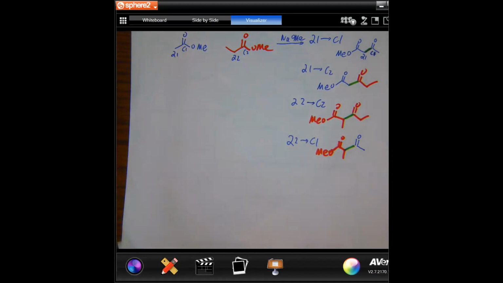For the mixed Claisen condensation, if you want to get only one product, normally you use an ester without alpha hydrogens. In this case, this ester can only contribute the carbonyl carbon and the leaving group. For example, this is a benzoate ester, this one is diethyl carbonate, and the last one is a diester.